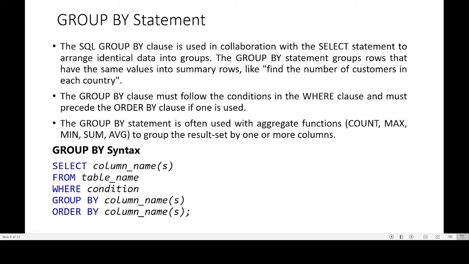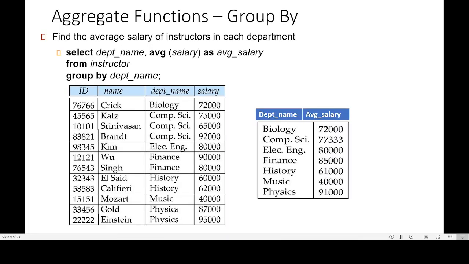Then the column names. Whichever columns you want to put in a group, we group according to those columns. So group by column names, then order by column names. This is the syntax for the group by statement. We'll see an example also.